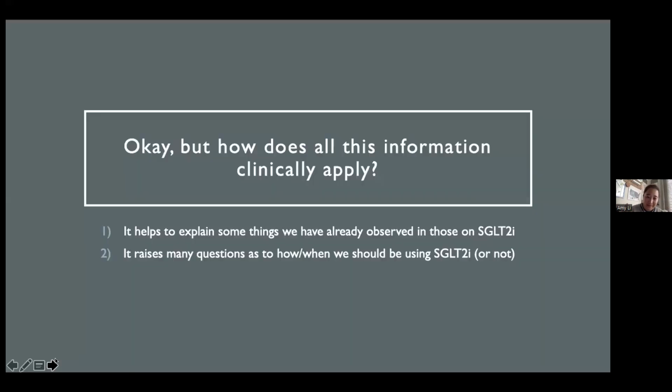Next slide. Okay, I'm gonna end with how does this all clinically apply? Because we saw a lot of graphs. They may or may not be meaningful to some, but all this stuff that I've learned about kind of has raised a lot of questions for me. Next slide.